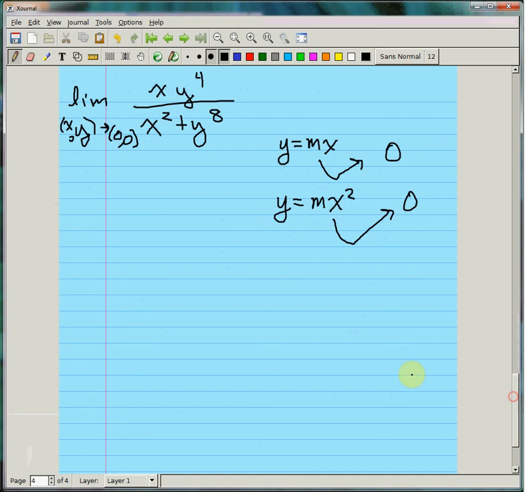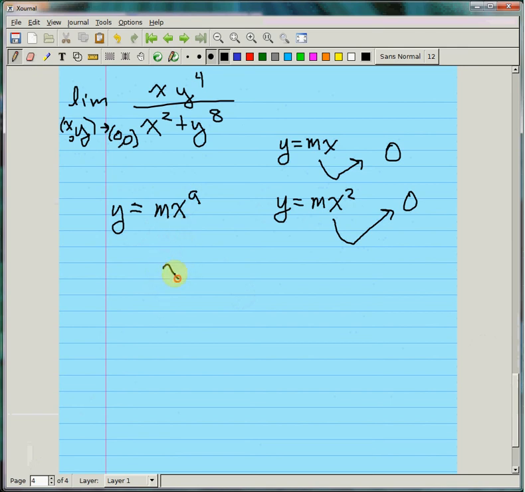So the thing that does give you some insight is if you set y equals m times x to the a. Now I'm trying to sort of just use a power function. Is it true that if we approach the origin along any power function, the limit is the same? So let's make this substitution and see what happens.